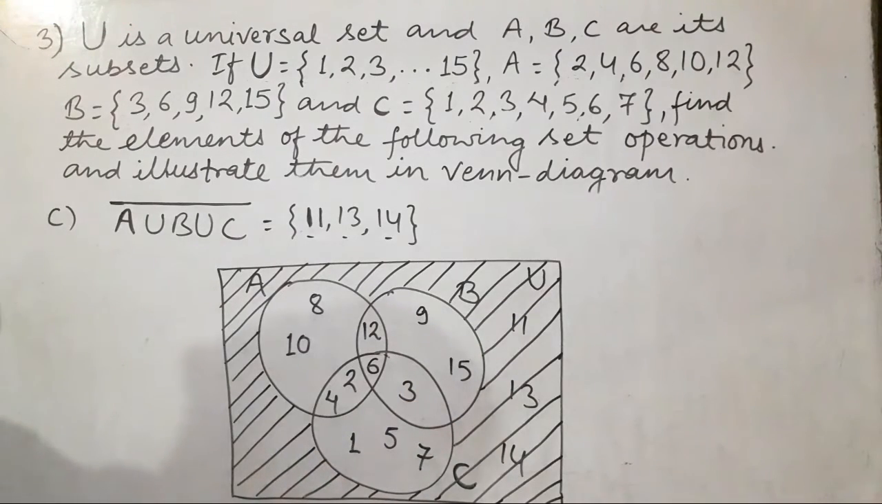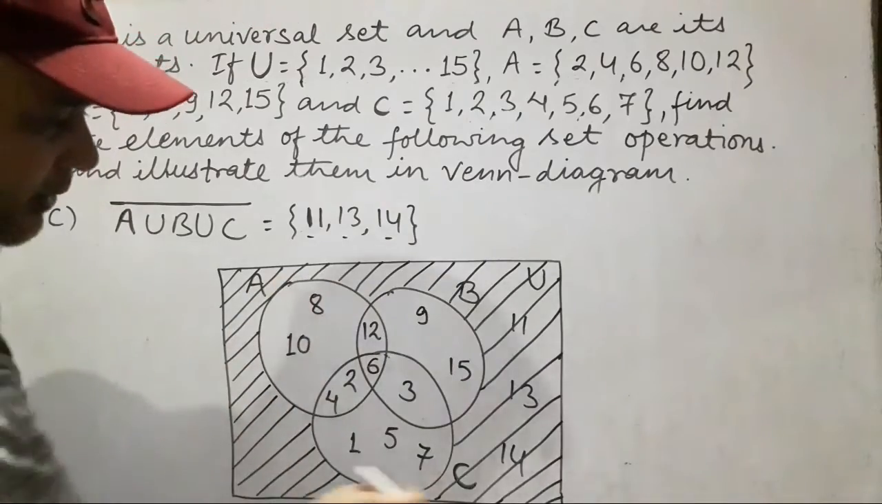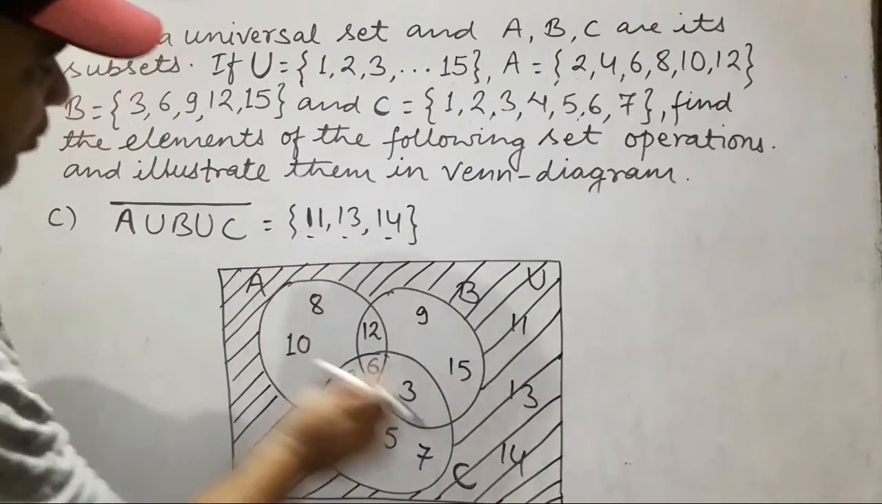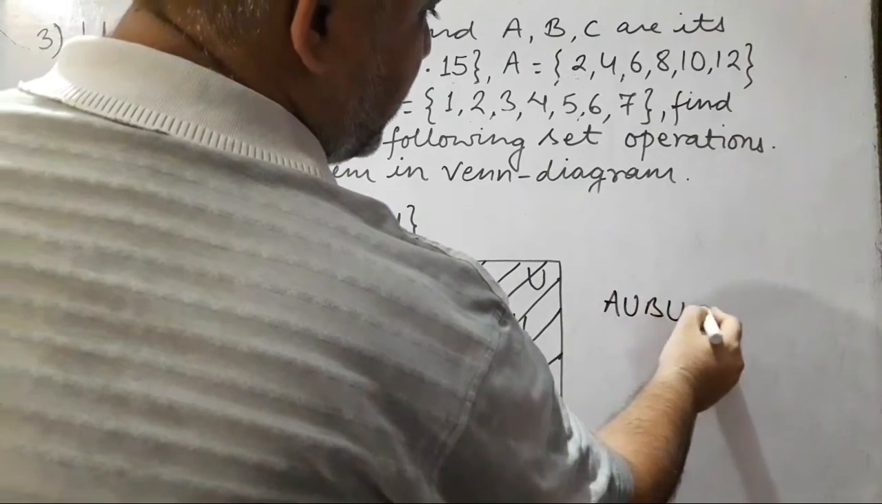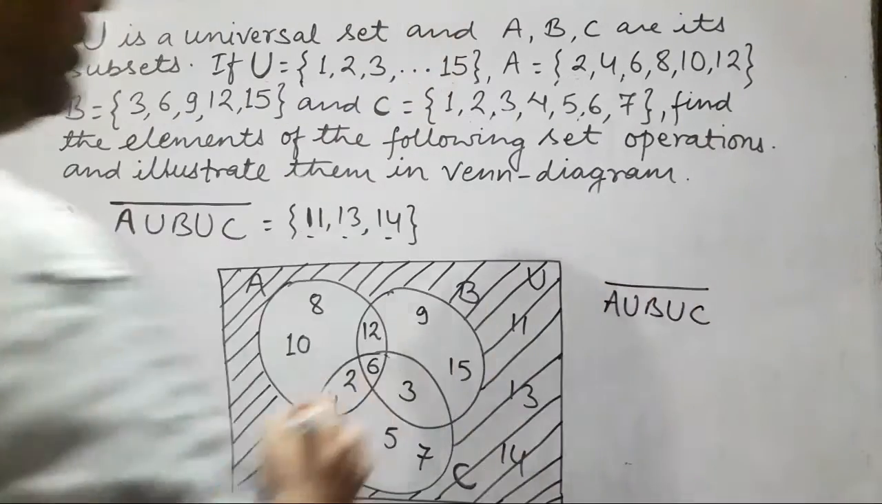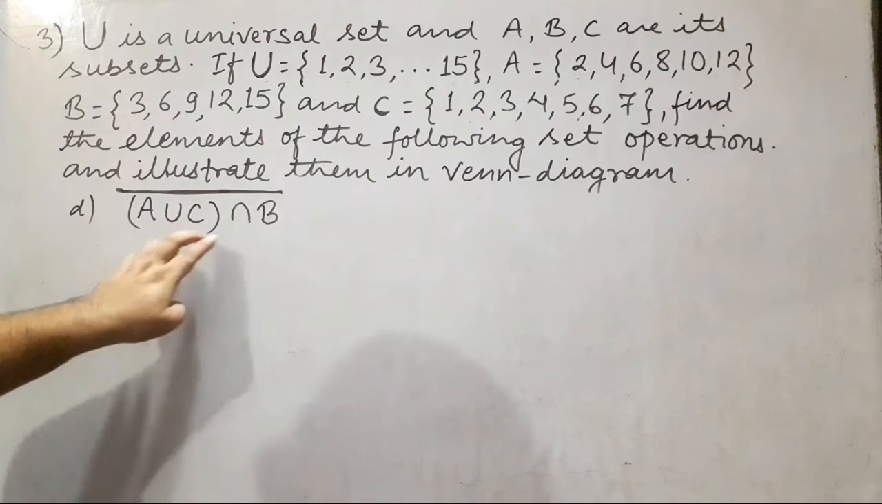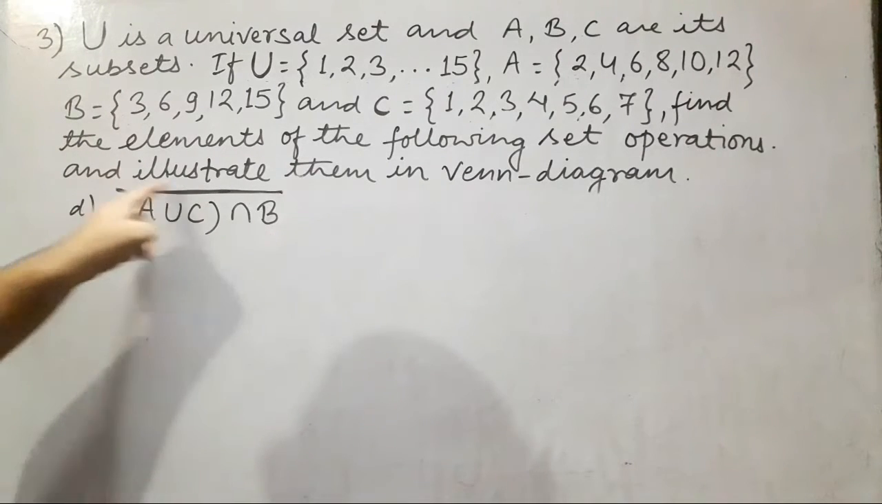Okay, now I've shaded it. So this outside part is A union B union C complement. Next: A union C intersection B complement.